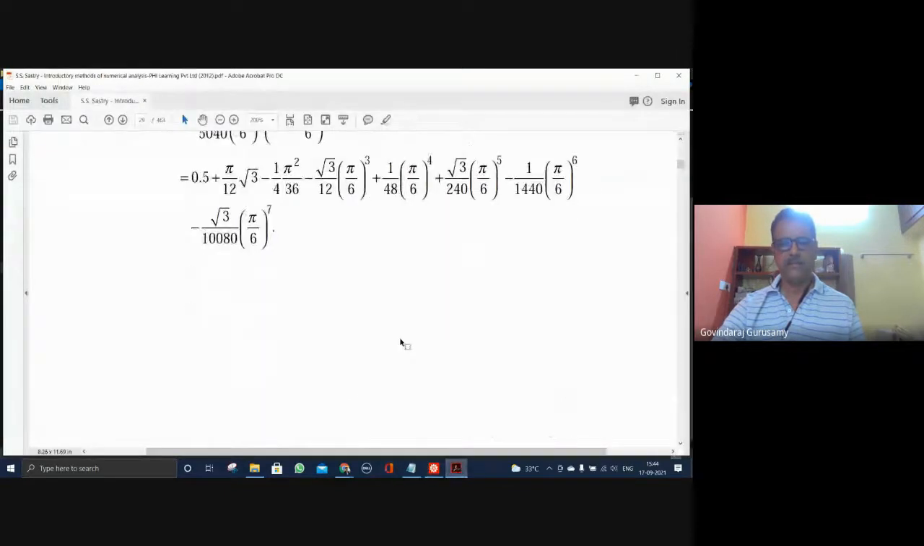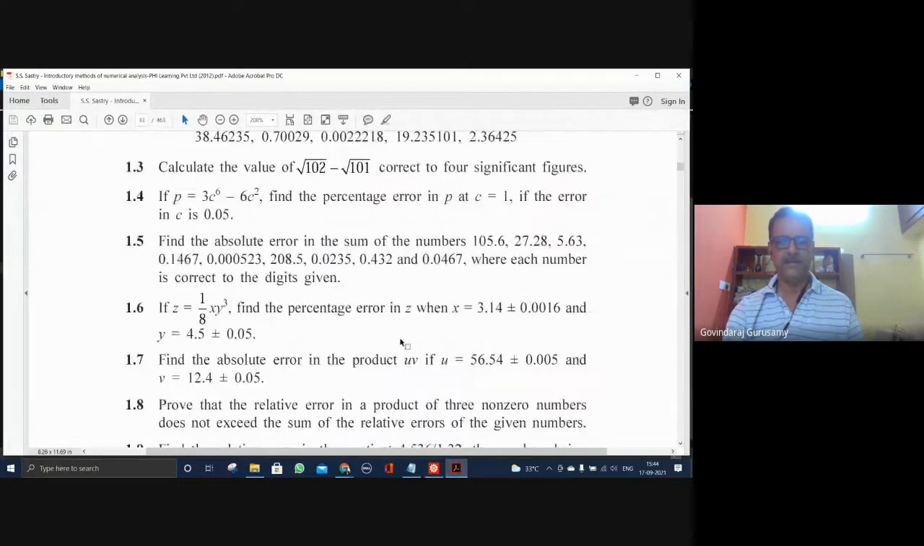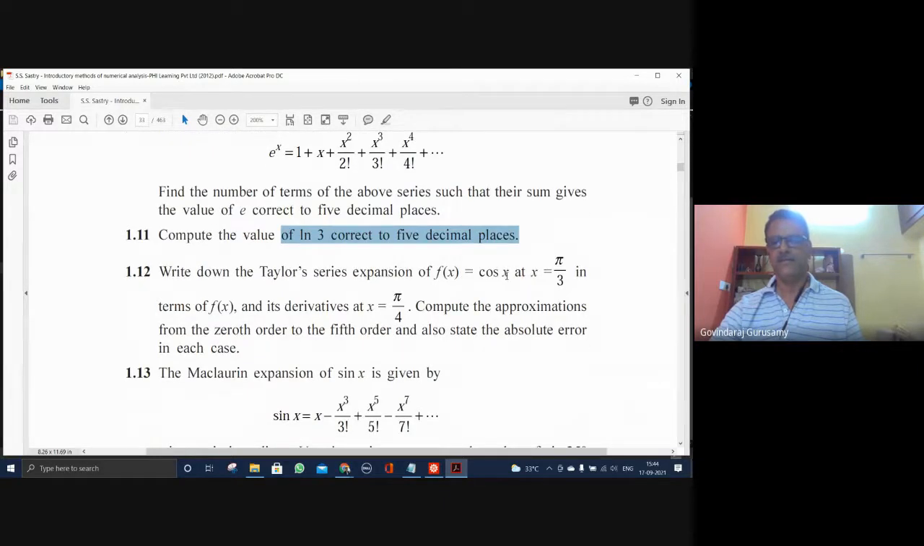Hopefully, you will see some exercises there similar to that. Yes, there are exercises. Exponential: find the number of terms of the above series such that their sum gives the value of e correct to 5 decimal places. This is an exercise which you have already done. Compute the value of ln 3 correct to 5 decimal places. Again, f of x, replace with cos x at x equal to pi by 3. So the derivatives at x equal to pi by 4.